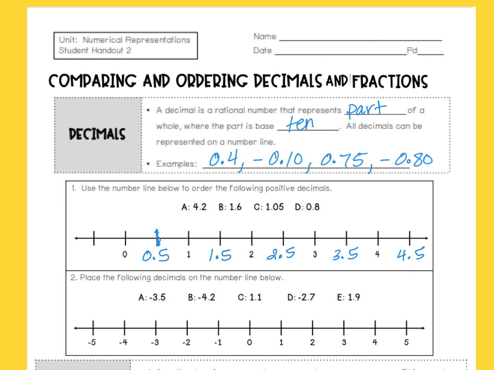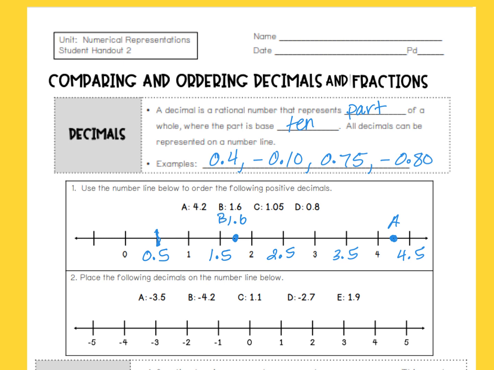When looking at A, I've got 4.2. If you have 4.2, that's the same as having $4.20. So if you look all the way over here at your positive 4, $4.20 is more than $4, but less than $4.50. So that's going to be somewhere here in the middle. Letter A. Okay. When looking at letter B, I have 1.6. That would be the same as having $1.60. So I know that's going to be greater than my 1.5, but not quite $2. So that would be right here on my number line, 1.6, letter B.